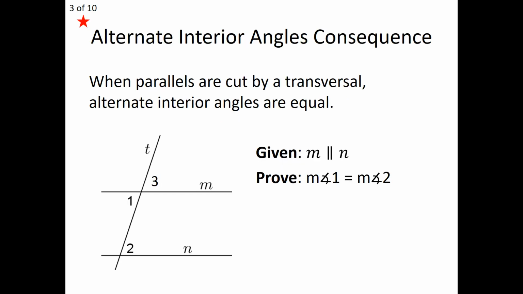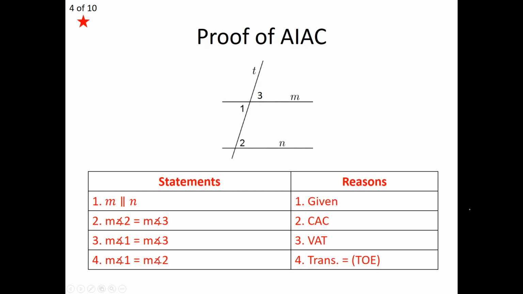Let's start with the alternate interior angles consequence, or to us, the AIAC. A consequence of knowing the lines are parallel is that when we cut through, we're going to find that we have an equal pair of alternate interior angles. So if we take a look at our conditional, when parallels are cut by a transversal, alternate interior angles are equal. Our given is that lines M and N are parallel, and our proof statement is that angle 1 and angle 2 will be equal to each other. Notice that angle 3 has been strategically placed. Let's take a look at the proof of the AIAC.